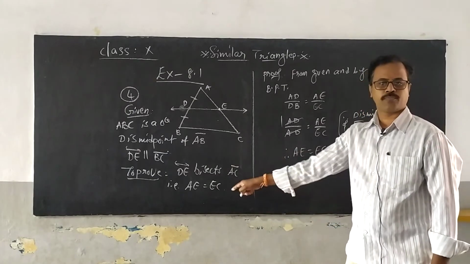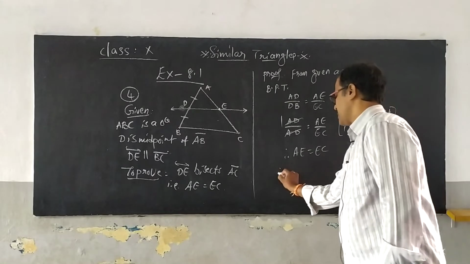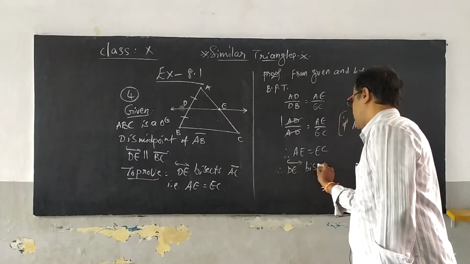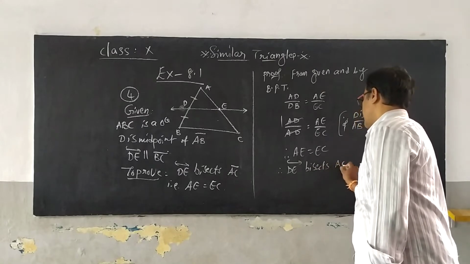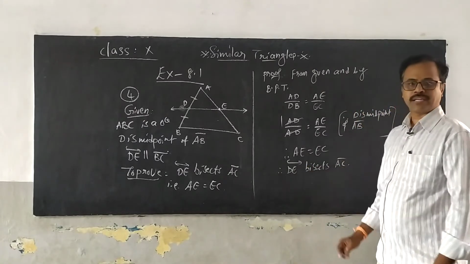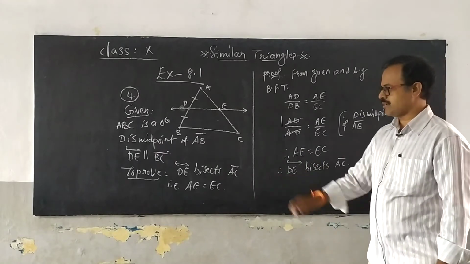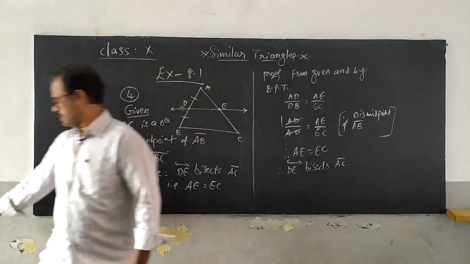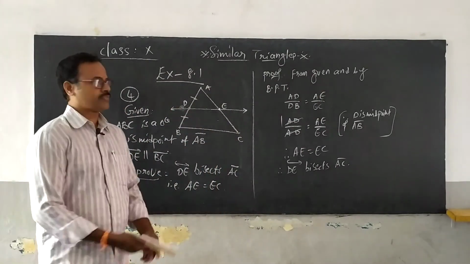This is what we need to prove. Therefore, you can say that DE line bisects AC line segment. This is our answer completed. Very good. Right. We go to the next, 5th question now.